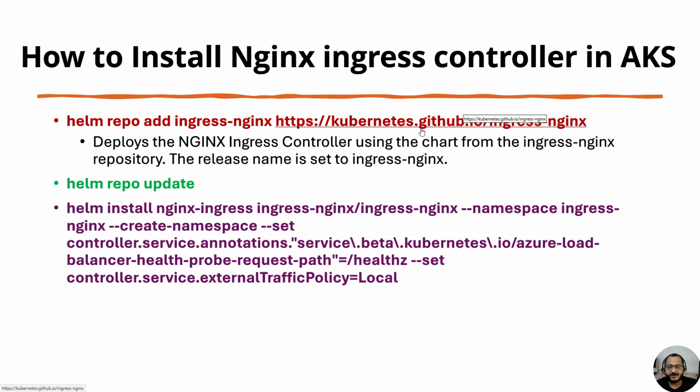So this helps us to get the ingress controller resources which we have to release. The second command is helm repo update. Suppose you have downloaded this and added this repo in your system, and maybe there are some updates, then you can run this command, helm repo update. Whatever the latest changes made on this particular repo, it will fetch in your system.